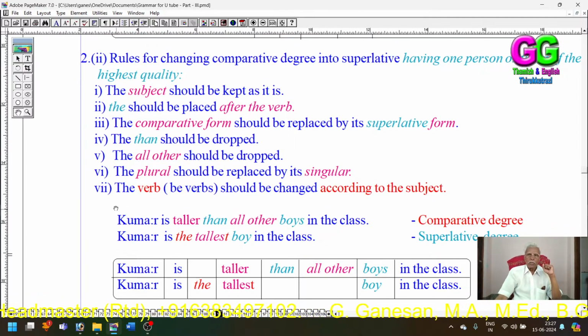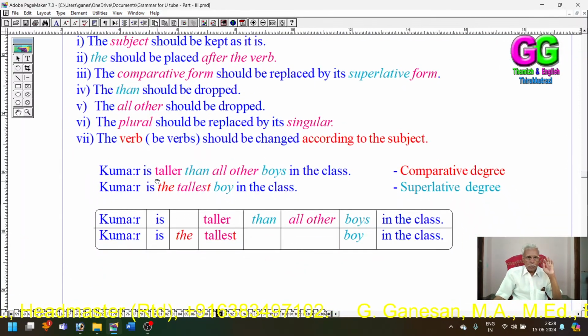Then example 2, that is, changing comparative into superlative. Changing comparative into superlative. What are the rules we are going to follow? Rules for changing comparative degree into superlative, of things having one portion of things of the highest quality.